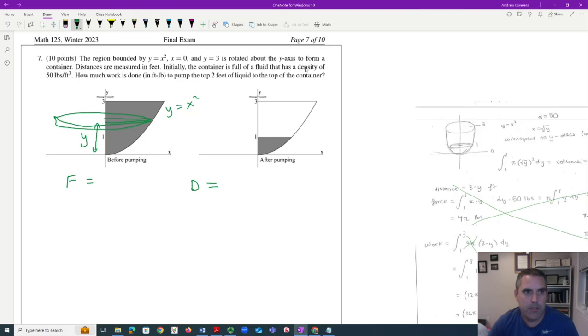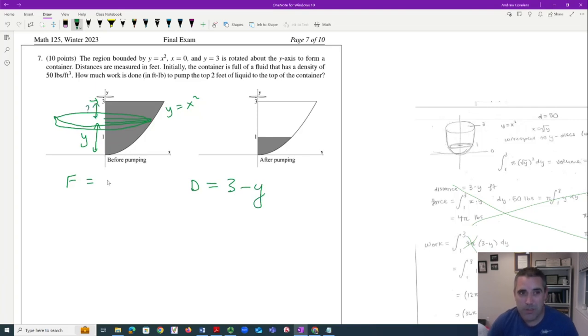It's rotated around the y-axis to form a container. So it's rotated around, so the cross sections are circles. Distances are measured in feet. The work to pump to the top of the container. Okay, so you're pumping to the top of the container, so the distance lifted is going to be 3 minus y. That's this distance.